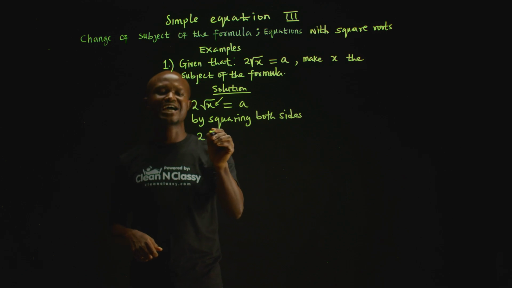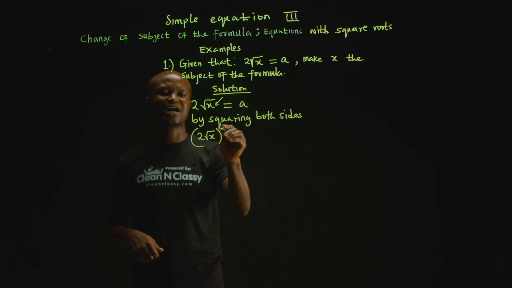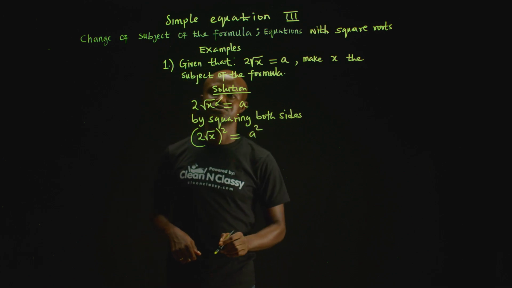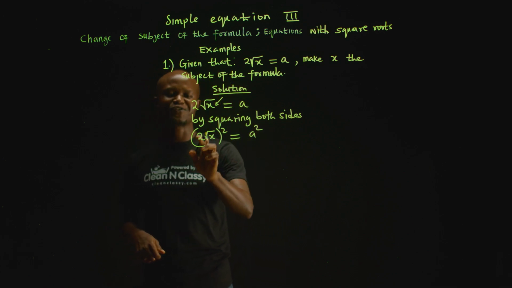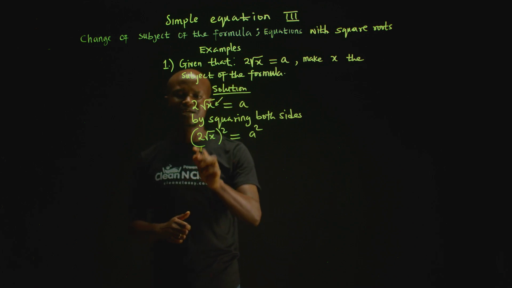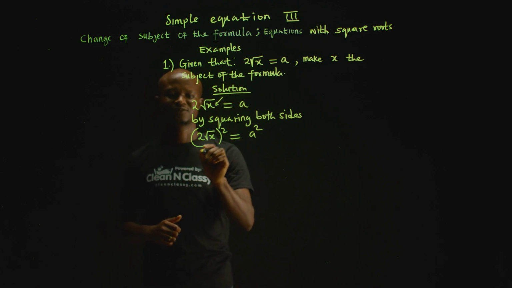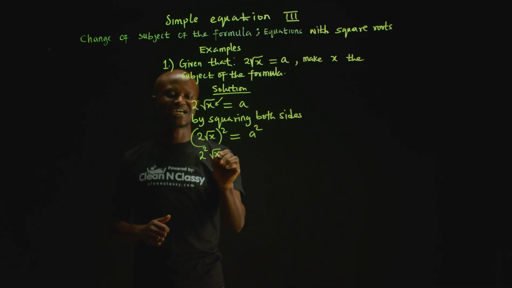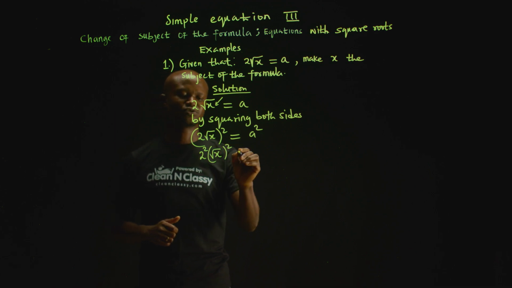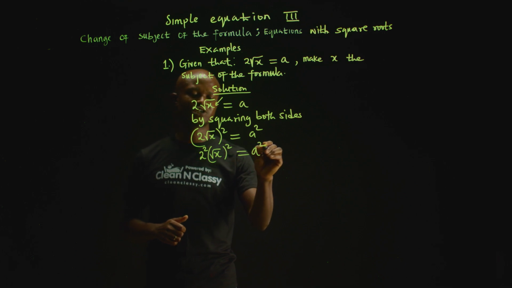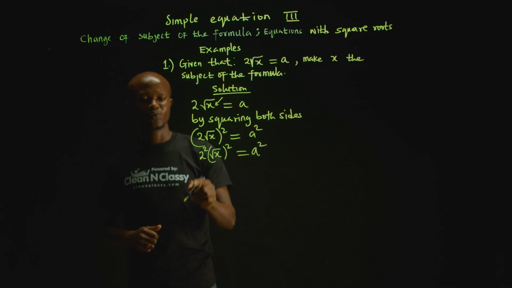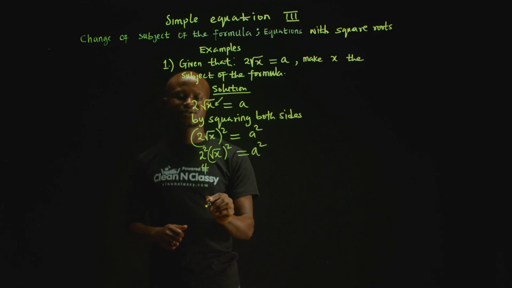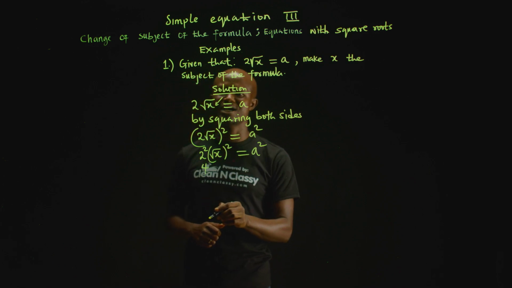We have 2 root x raised to the power of 2 is equal to a raised to the power of 2. These two will affect each element in this term. We have 2 raised to the power of 2, root x raised to the power of 2, is equal to what? a squared. What is 2 squared? 2 times 2, that is what? 4.